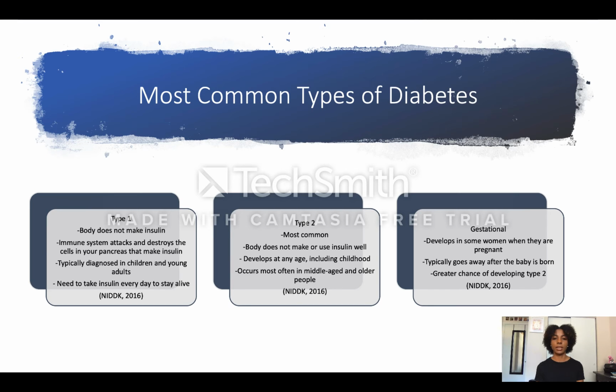In type 2 diabetes, which is the most common, the body does not make insulin or use insulin well. So it's not just secluded to the body and not making insulin at all, like type 1 diabetes. And it develops at any age, including childhood. And most often it occurs in middle-aged and older people. Now, gestational diabetes develops in some pregnant women while they're pregnant. It typically goes away after the baby is born, and these individuals tend to have a greater chance of developing type 2 diabetes.